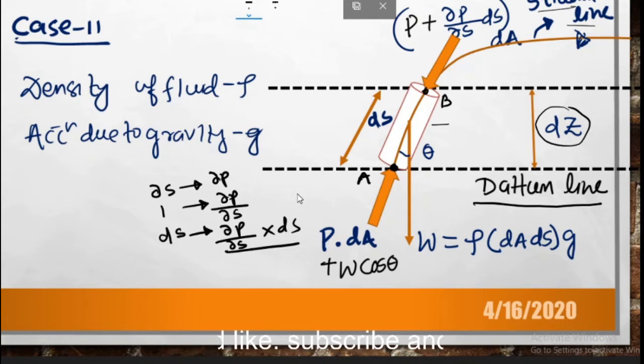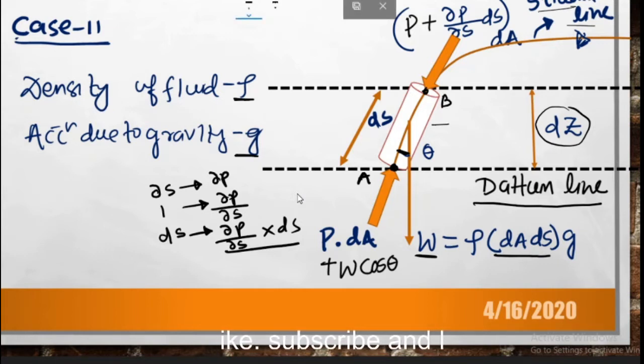The weight of the fluid element in the cylindrical fluid element is acting downward, which is density times volume times g. The volume can be written as dA times the length ds, times g. Suppose this weight is acting at an angle theta along the streamline. Now suppose the density of the fluid is taken as rho and the acceleration due to gravity is taken as g.